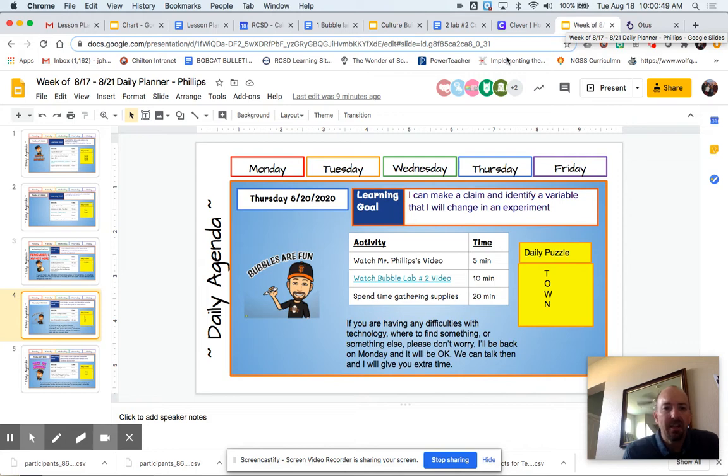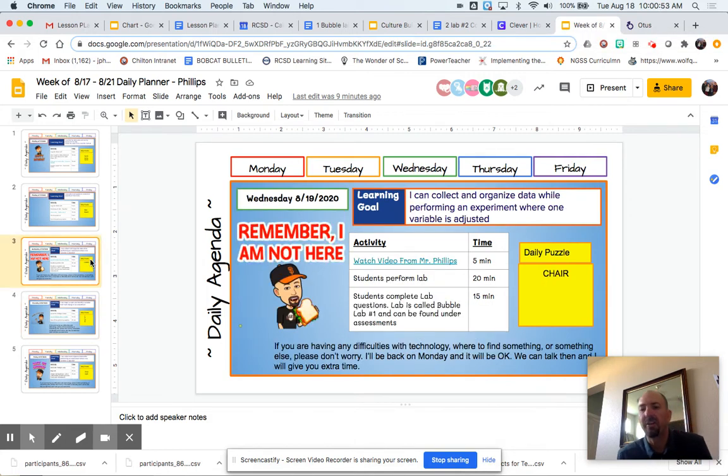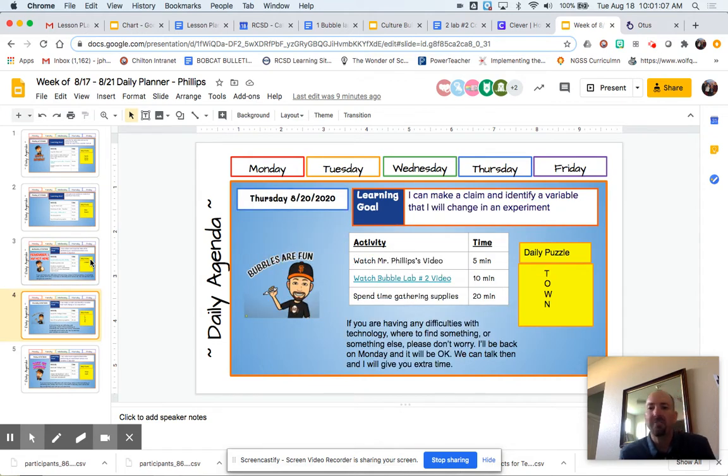So yesterday's puzzle. If we go back to Wednesday, we can see chair is in a weird spot. It's on the upper part of the box or the high spot. So the answer to that is high chair. So that was the daily puzzle answer. But for today, we have a new one and see if you guys can answer that.